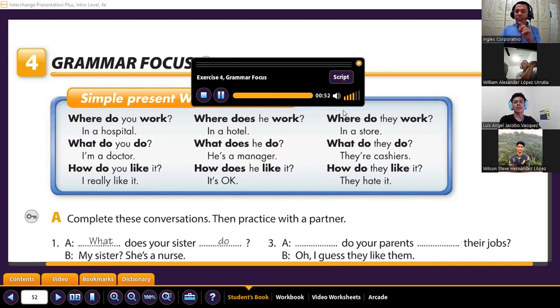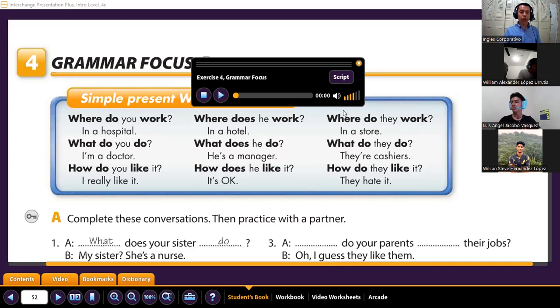Good. So we have three situations here. Number one, the place, right? The place. Where? ¿Dónde trabaja, right? Number two, what do you do? ¿A qué se dedica? ¿Cuál es su ocupación, right? And number three, how do you like it? How do you like it means, ¿te gusta tu trabajo o no te gusta, right? Okay, so three situations. El lugar donde trabaja, qué hace y si le gusta o no le gusta.